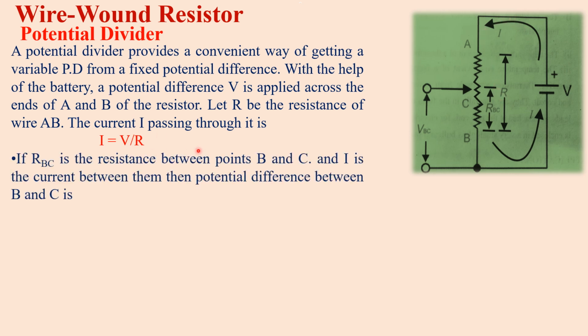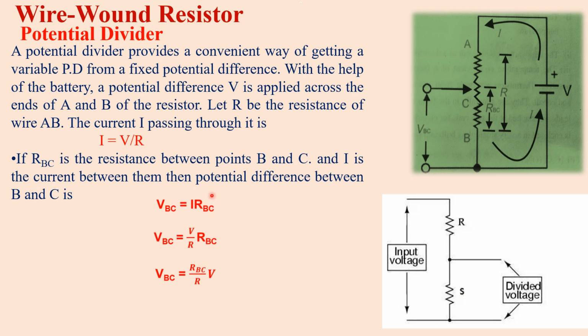If R_BC is the resistance between point B and C and I is the current between them, then the potential difference between B and C is V_BC is equal to I R_BC. Actually, we are not taking the whole resistance R. We are taking resistance from point B to C, and we know that current remains same in series combination. So we can write the potential difference across point B to C, V_BC is equal to I R_BC.